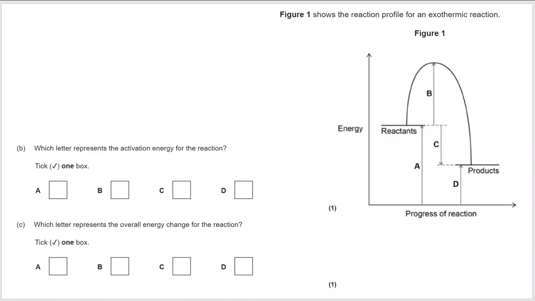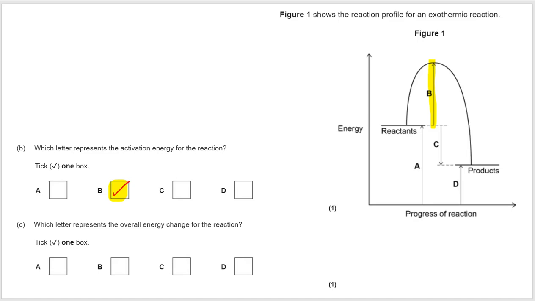As we move on to energy profile diagrams, we have got the diagram over on the right hand side, figure 1. Which of the following represents the activation energy for the reaction? Remember, the activation energy is the minimum energy required for a collision to result in a reaction. So we're getting over the hurdle of the activation energy. So the one we're looking for is B, and I've color coded it so you can see.